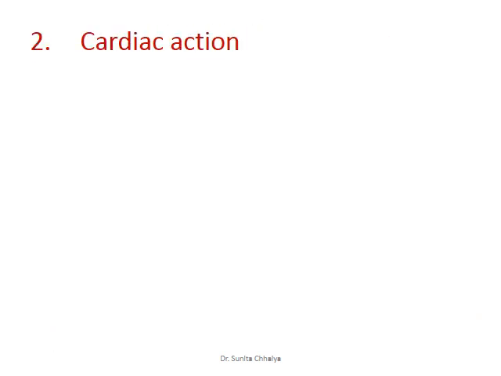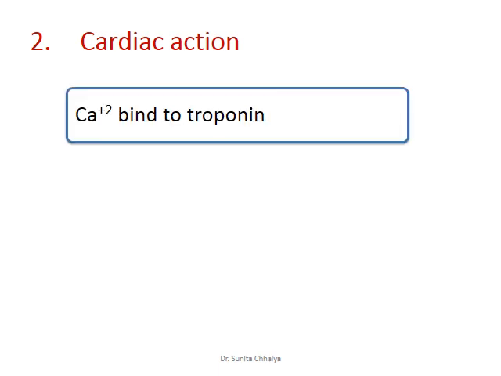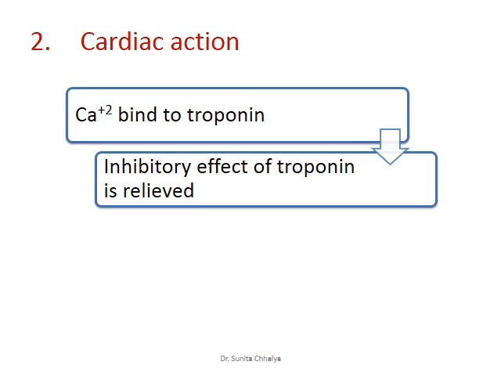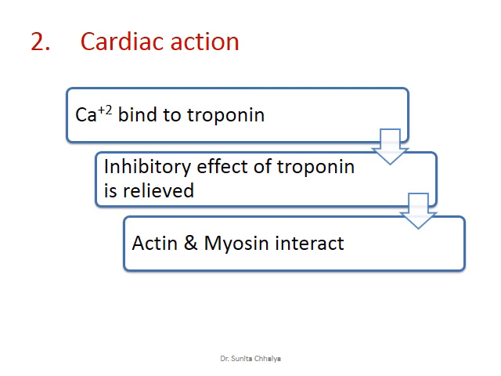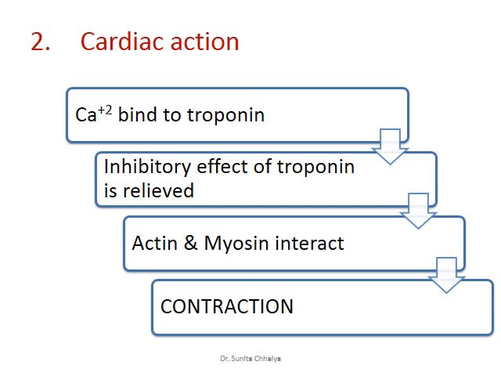In the same way in the cardiac tissue, atria and ventricles, calcium moves inside during the plateau phase of the action potential. That calcium binds with troponin, and we are aware that troponin has an inhibitory effect, it prevents interaction between actin and myosin. So when calcium binds with troponin, the inhibitory effect of troponin is relieved, which leads to interaction of actin and myosin and produces cardiac contraction.